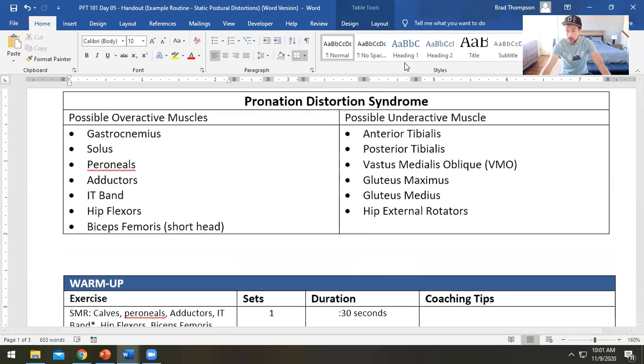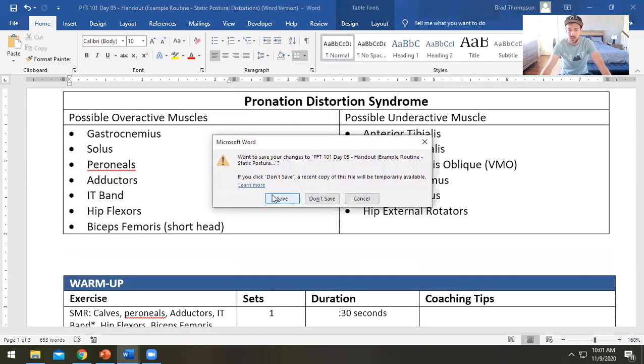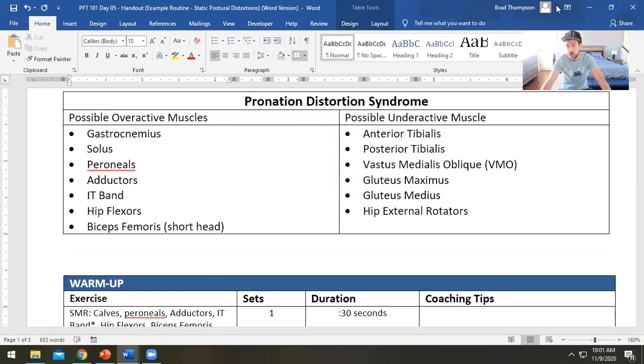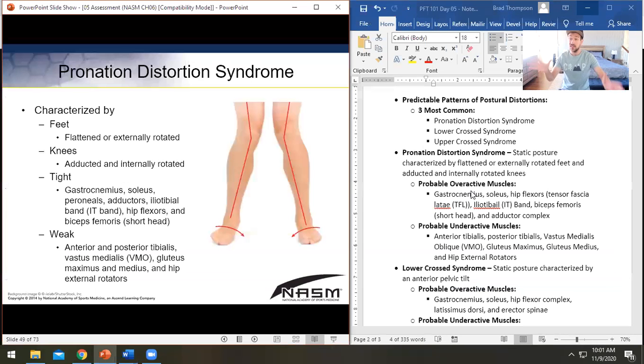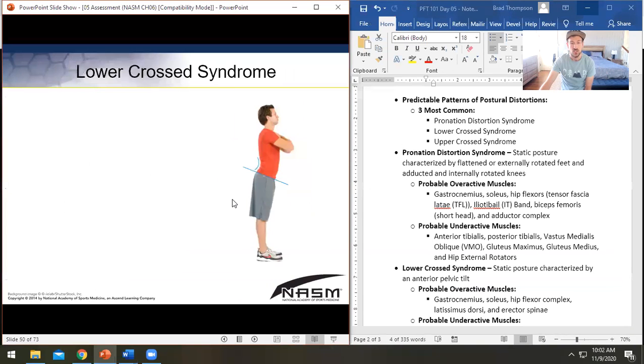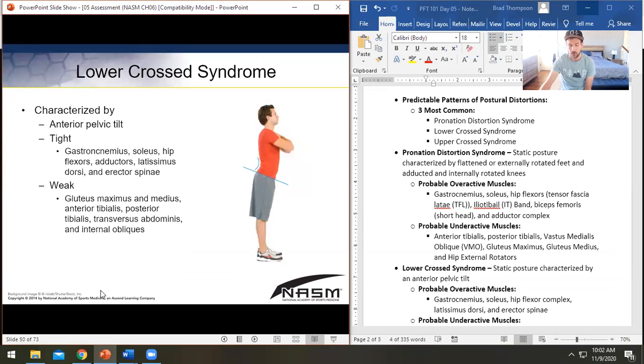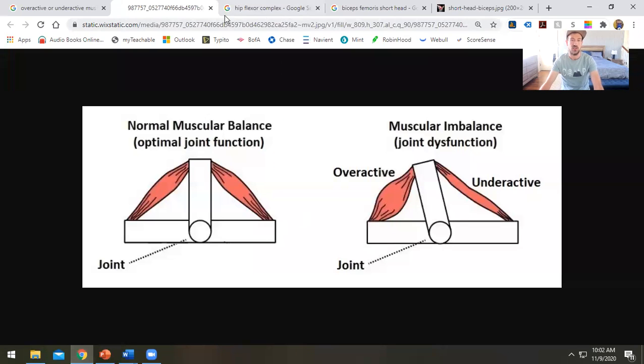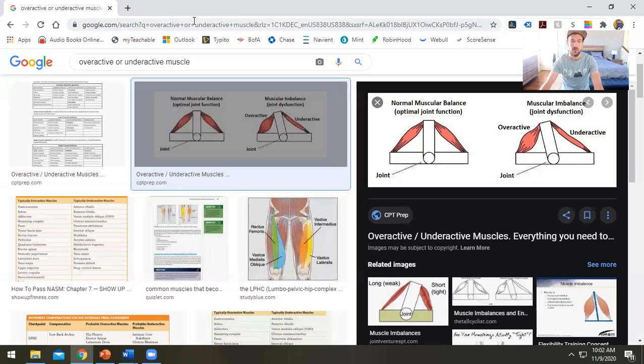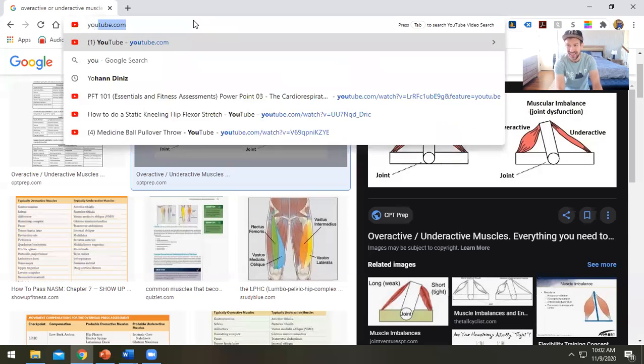Okay, so I just went through a big, long explanation on that first postural distortion. We got 2 more to go through. So that's the knees cave in, feet turn out. That's pronation distortion syndrome. Now, we're gonna look at lower cross syndrome. But before we do, I do wanna show you a video of someone who explains this better than I do.